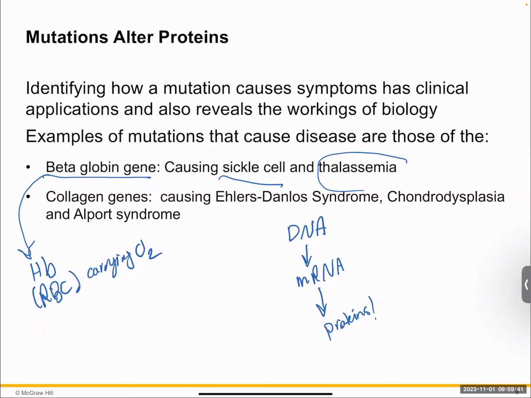Another mutation that can cause alteration or change in your protein is in a collagen gene. Collagen is a very common protein that is found in many parts of your body, including your skin, your nails, and your hair. Some of the genetic conditions that develop include Ehlers-Danlos syndrome, chondrodysplasia syndrome, as well as Alport syndrome.